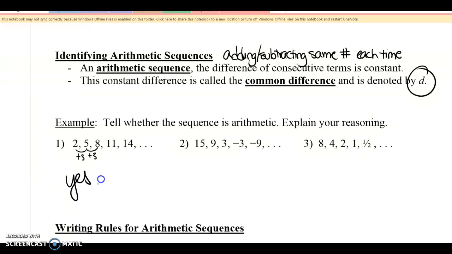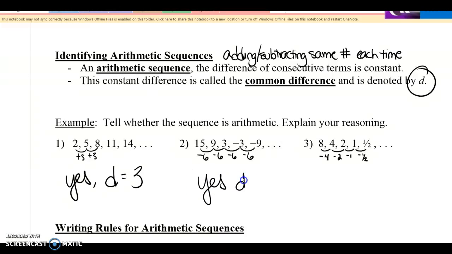Do you see how it's adding 3 every single time? So yes, this is an arithmetic sequence because we have a common difference of 3. If you take each term and subtract the term before it, you will get 3 every single time. Try number 2 and 3 on your own. Number 2, yes, it's an arithmetic sequence because the common difference is -6.